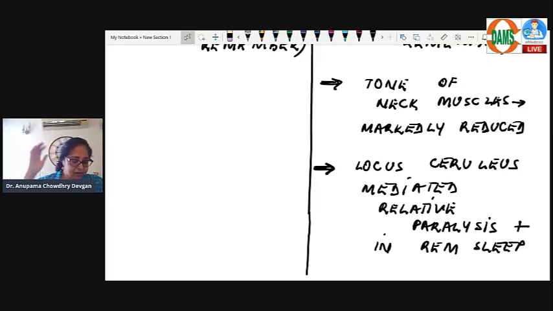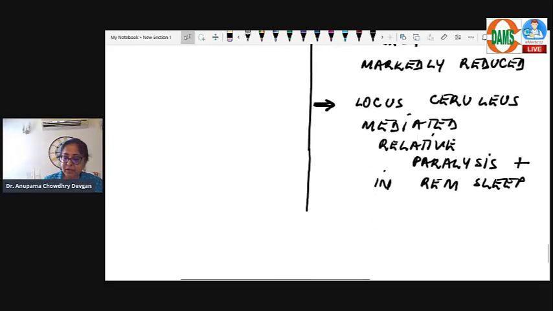So these are the differences between NREM and REM sleep. ठीक है? चलो, ठीक है? Okay. All right. So this is as far as your CNS, the important topics as far as CNS is concerned. Okay. And we will start.